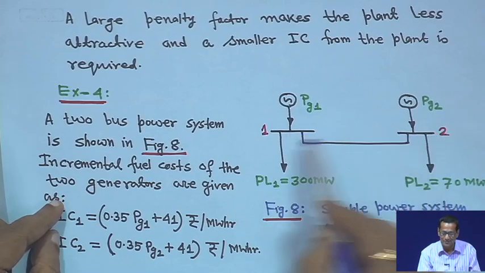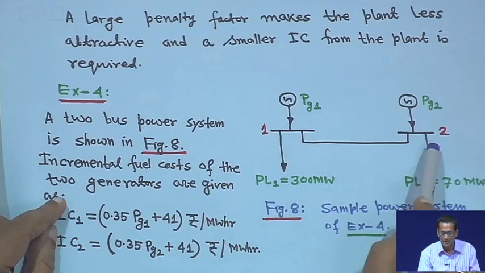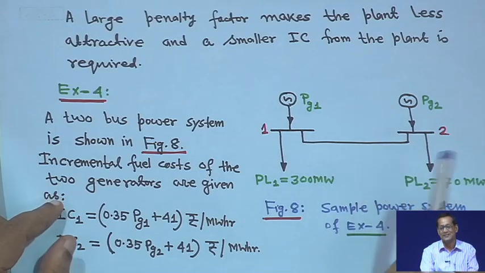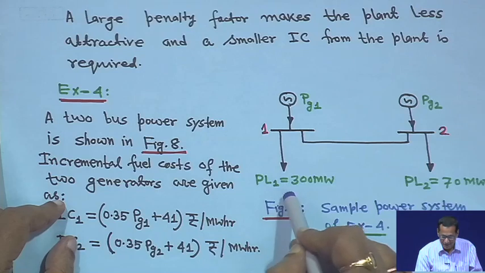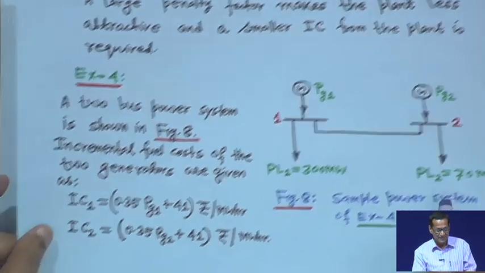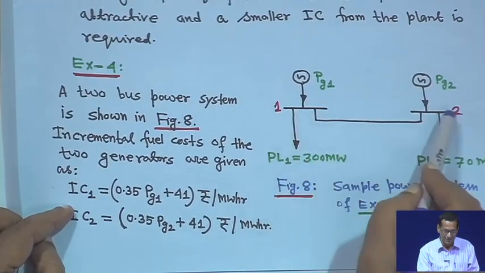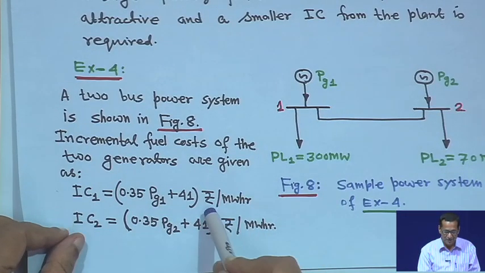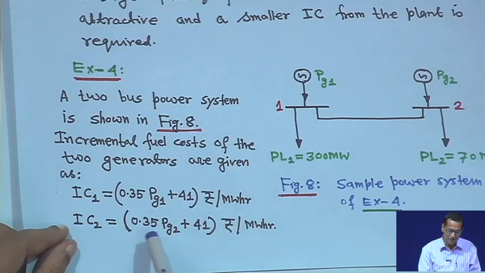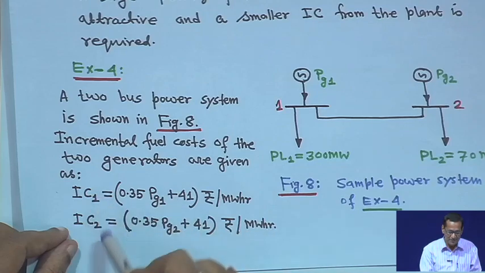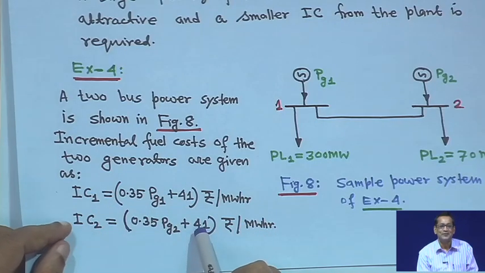There is a two bus problem, bus 1 and bus 2, with generators Pg1 and Pg2. Our objective is real power generation; we are not considering reactive power. The loads are PL1 equal to 300 megawatt and PL2 equal to 70 megawatt. The incremental costs of the two generating units are given: IC1 is 0.35 Pg1 plus 41 rupees per megawatt hour, and IC2 is also the same, 0.35 Pg2 plus 41 rupees per megawatt hour. The two are identical.